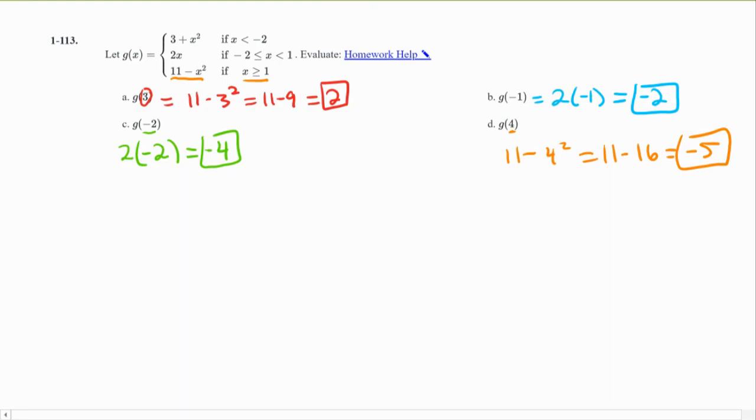So again, the process is you look for the number on the inside and you figure out which of these it matches up with. So you can use that equation when you're solving.